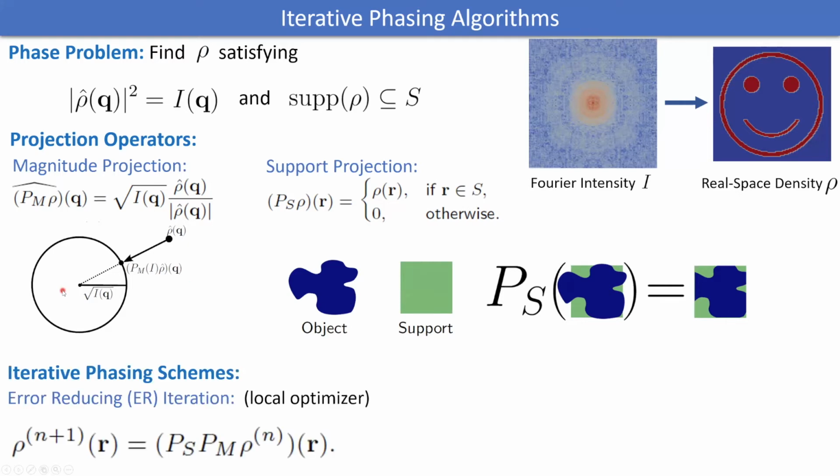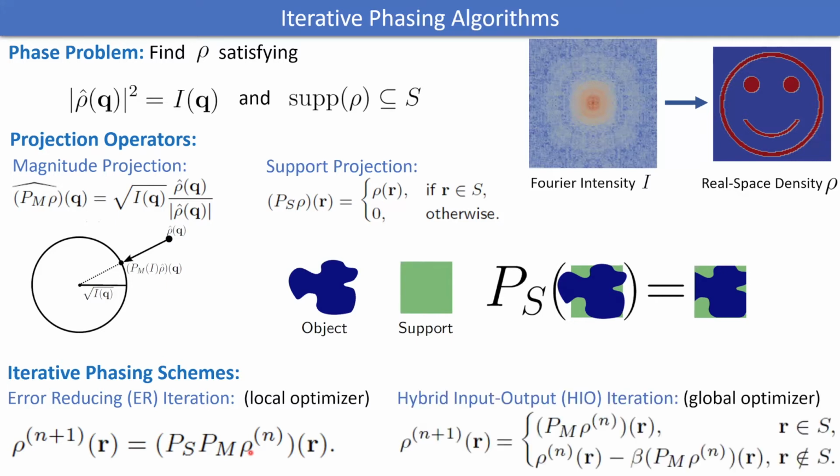And so if you toss these projections into the alternating projection scheme I just showed you, you get the error reducing or ER method, where you just take your current density estimate and then apply the magnitude projection and then the support projection, and then just keep alternating between the two until convergence. And so this ends up being a good local optimizer. It's good at reducing the error in the system, but it tends to get stuck in local minima.